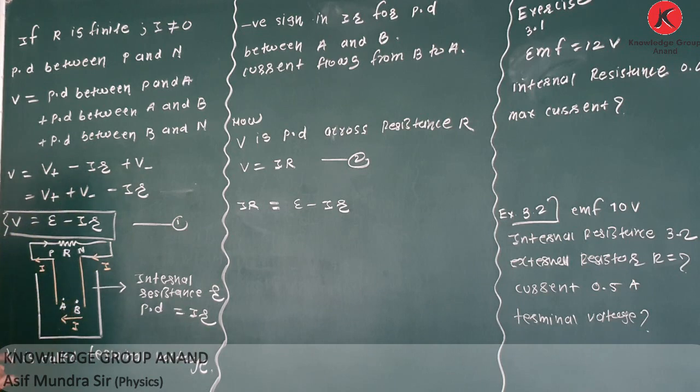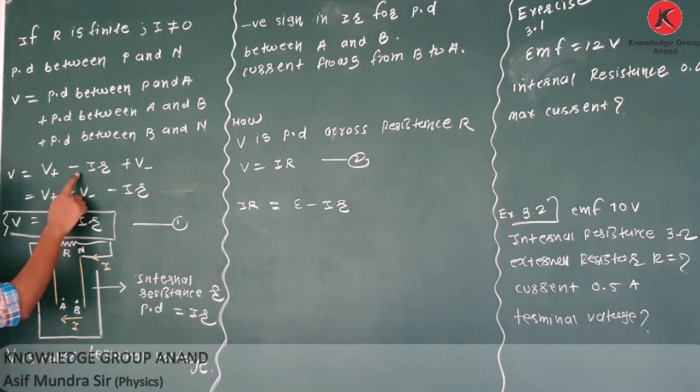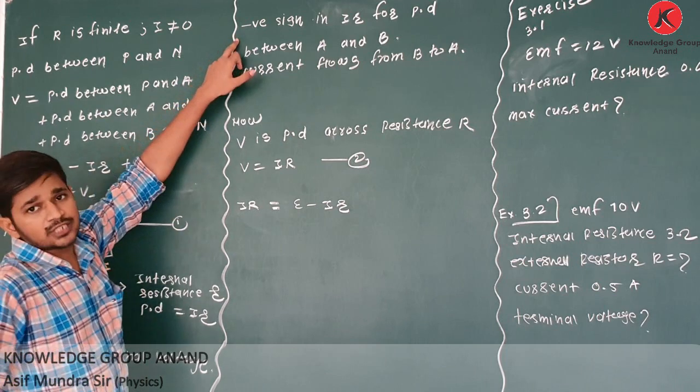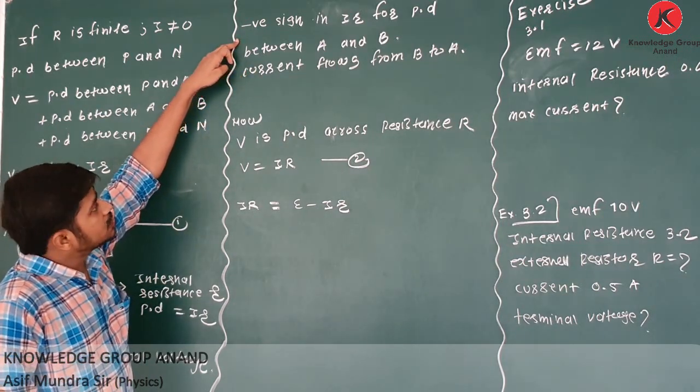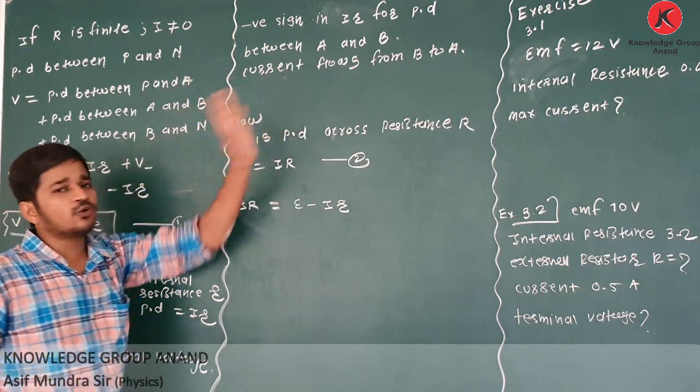But why is it minus? Here it is the potential difference between A and B, but current is flowing from B to A. B is at negative potential and A is at positive potential. Current normally flows from higher potential to lower potential, but here current is flowing in the opposite direction. That's why there is a minus sign for IR.